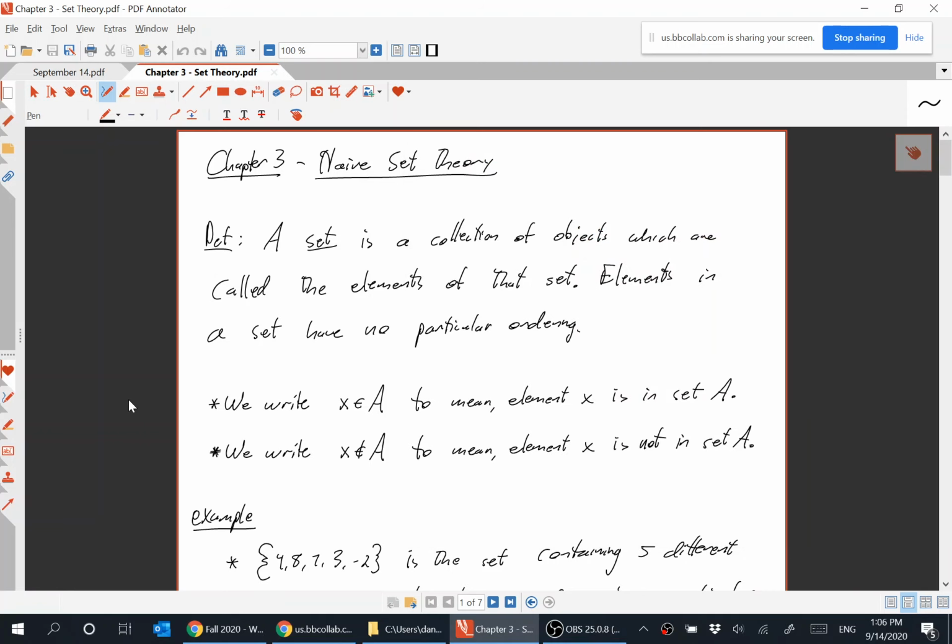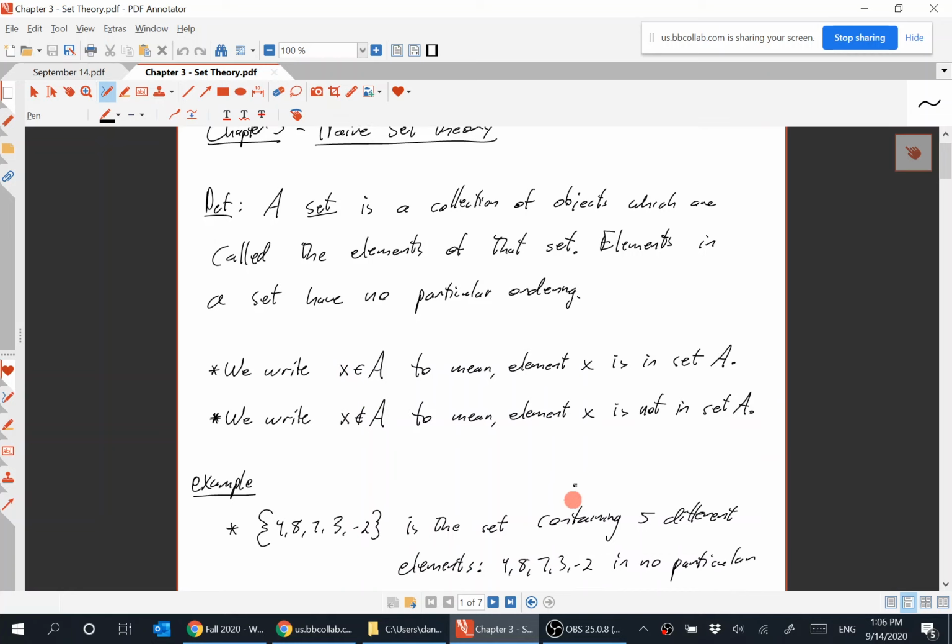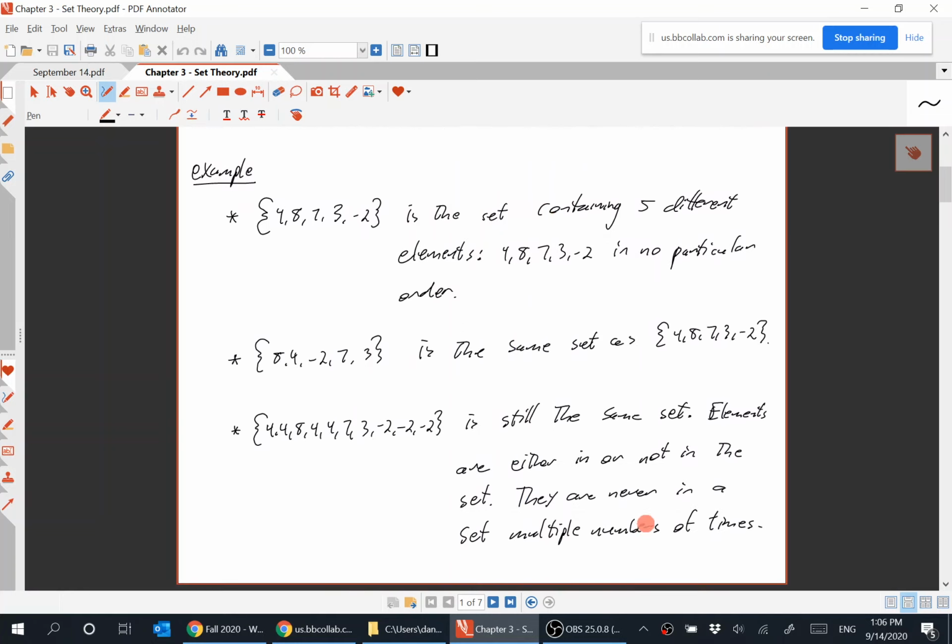So continuing with the lecture on chapter 3, let's recap quickly. Right, a set is just a collection of objects, again called elements. An element is either in a set or it's not in a set, and the elements are in no particular order. This means X is an element of A. This means X is not an element of A. Okay, we had a couple examples of that.